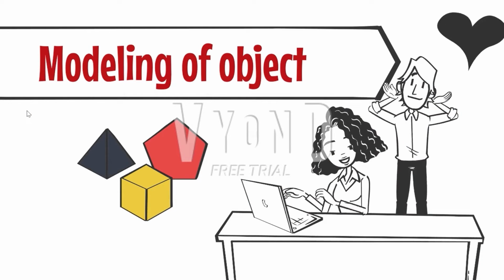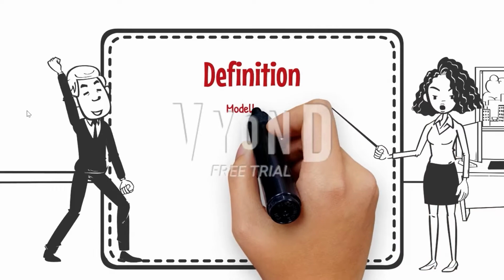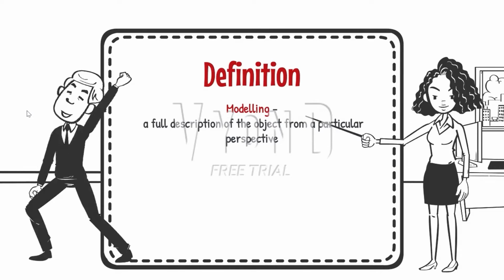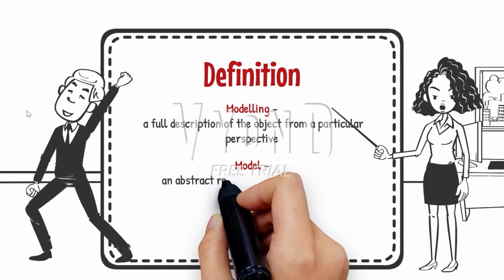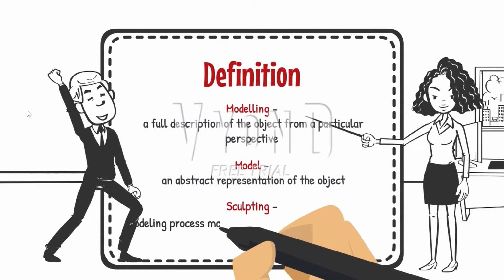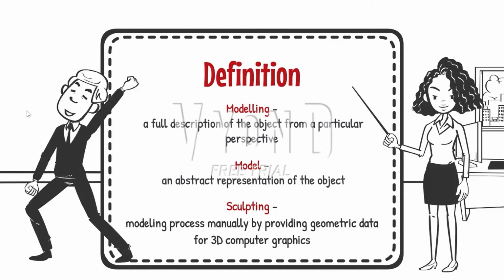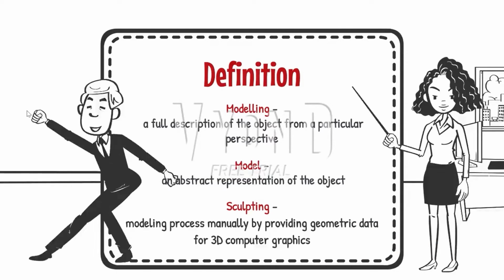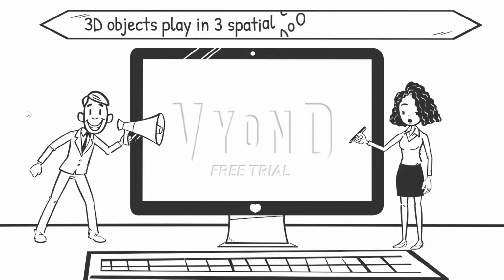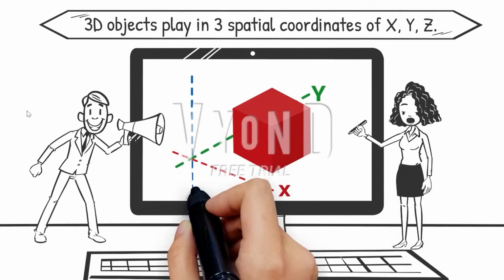Modeling of object. Let us know some words. Modeling is a full description of the object from a particular perspective, while a model is an abstract representation of the object, and sculpting. Modeling process manually by providing geometric data from 3D computer graphics. In 3D, the appearance of 3D objects plays in three spatial coordinates of X, Y, and Z.